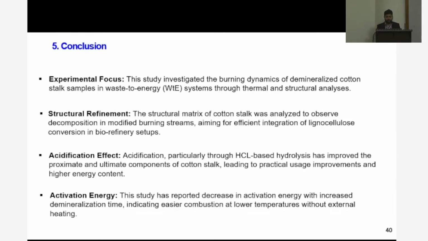Acidification effect: acidification, particularly through HCl-based hydrolysis, has improved the proximate and ultimate components of cotton stalk, leading to practical usage improvements and higher energy content.